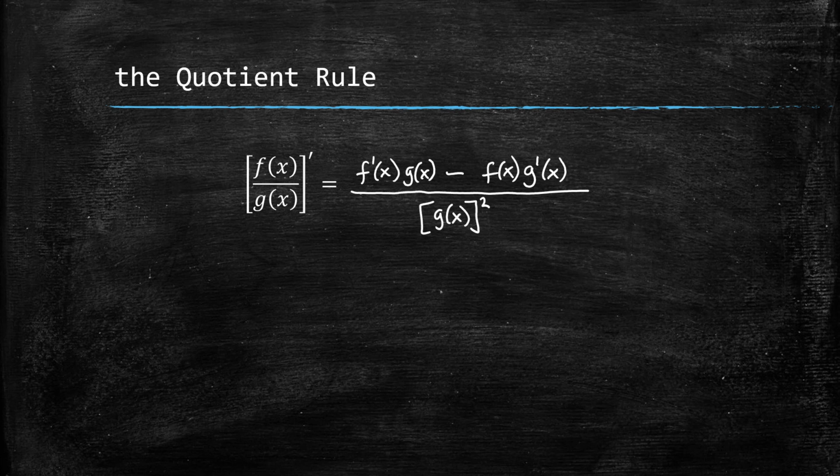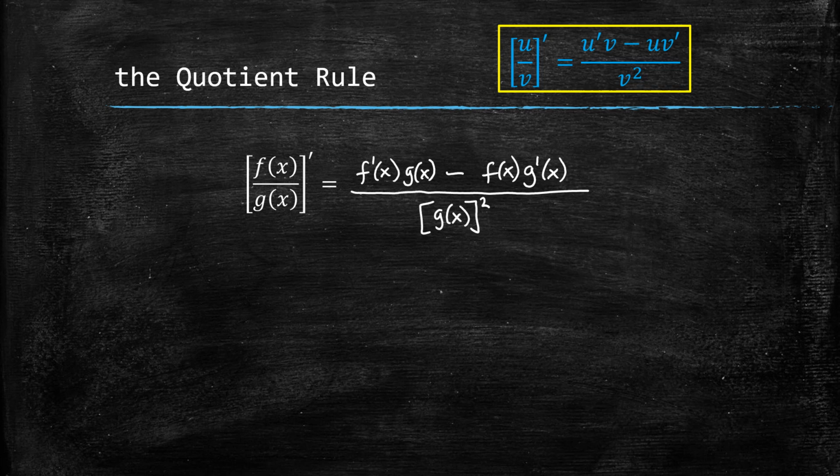So the proof of that is more elaborate, to be treated in another video, but for now, I just want you to remember the quotient rule in the condensed form. So the derivative of u over v is u prime v minus u v prime, all over v squared.